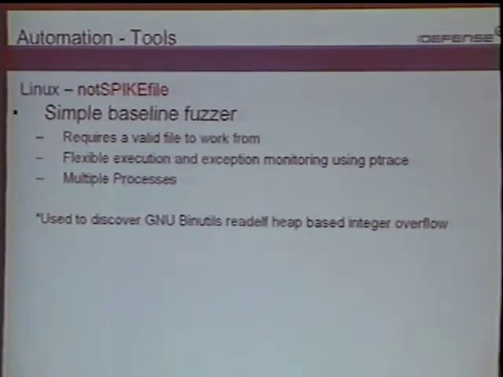And then there's not Spike file, which is similar to Michael's fuzzer without the fancy GUI. It requires a valid file as a baseline, and it'll mess with it from there. It has all the same features as Spike file. And this was used to discover an integer overflow in binutils, which is what I'll demo. Not because it's a serious vulnerability. I don't think I'll lose my job or get sued for showing it to you. But it demonstrates my progress bar. That's really the only reason I like to demo it.